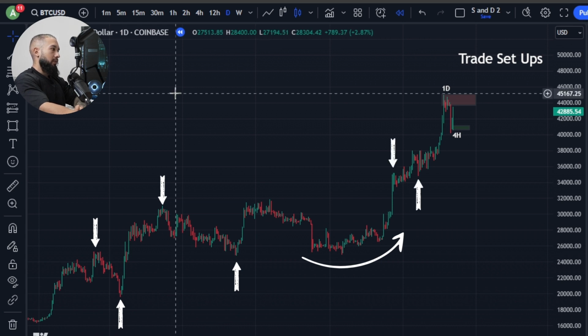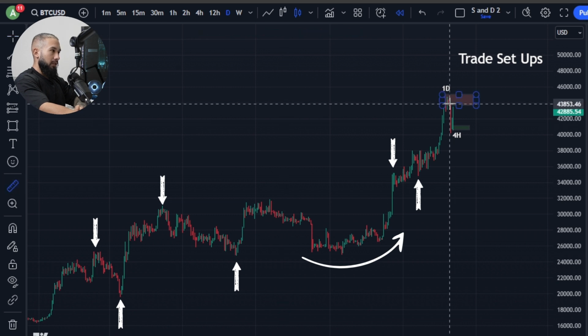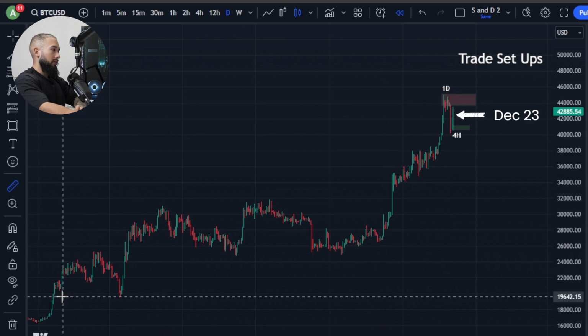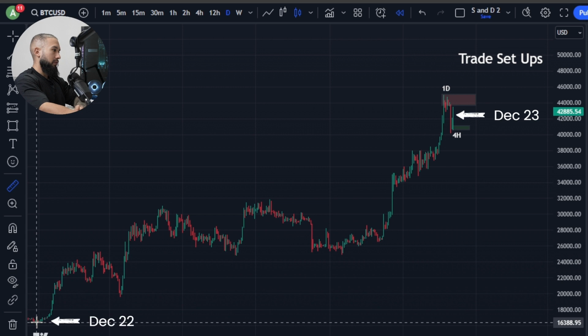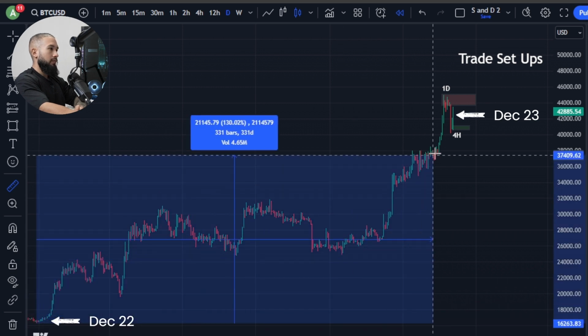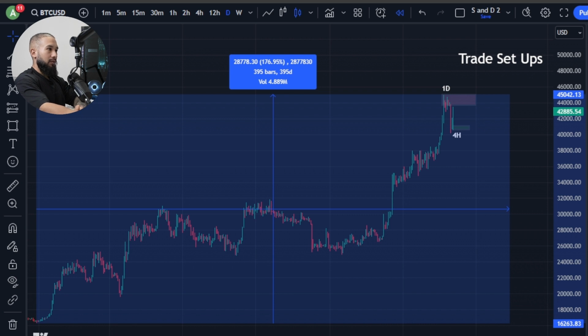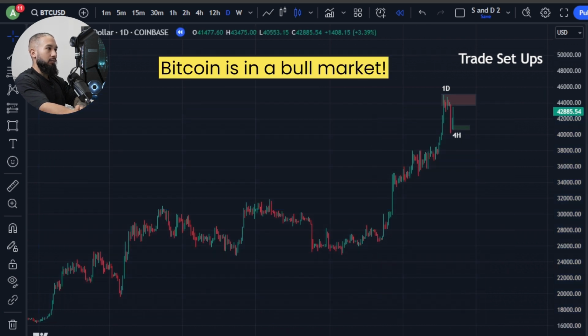Now, if I was to take this drawing tool and we go back a year to see what's happened in price. So this is December 23, we go to December of 2022. I measure the gains made from the lows here to the highs over here. You can see Bitcoin has risen 176% in 1 year. What other asset can do that? There's no comparison. I'm not even going to go there. So we can see that Bitcoin is clearly in a bull market.